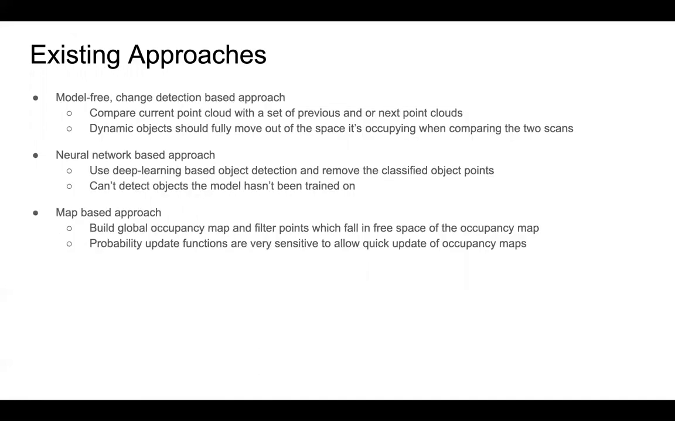A good amount of work has been done on detecting and removing dynamic objects in laser scans, and different methods have been proposed to solve this problem. These methods can be classified into three categories: model-free approach, neural network-based approach, and finally map-based approaches. Each of these categories, though, have drawbacks for autonomous driving use cases. For example, the neural network-based approach is only capable of detecting the category of objects it was trained on, while the map-based approach is very sensitive to allow quick update of occupancy maps.